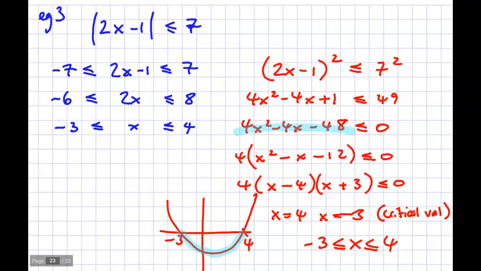Now I will just quickly warn you about being too quick with the first method, especially if the inequality is pointing in the other direction. So let's say, for the sake of argument, I'm making this up, the modulus of 3x plus 2 was greater than, let's say, 7, then it doesn't work out quite as simply. You just be warned.